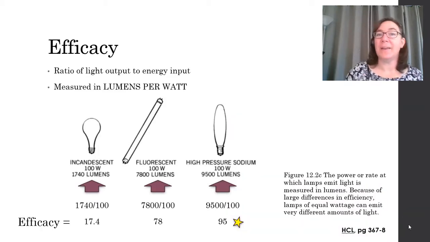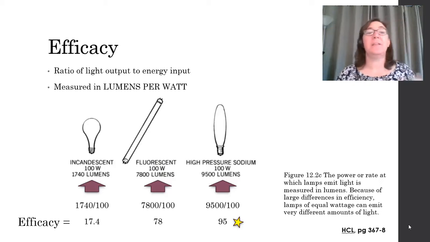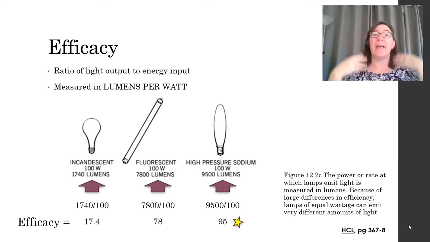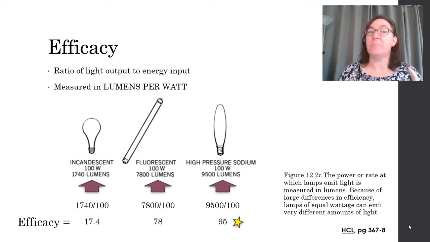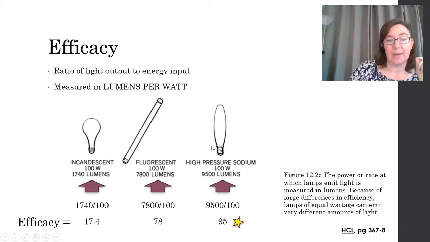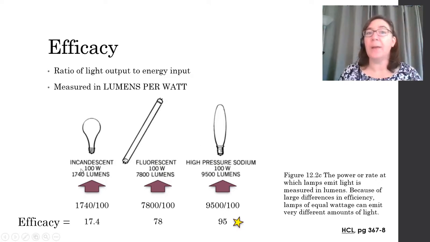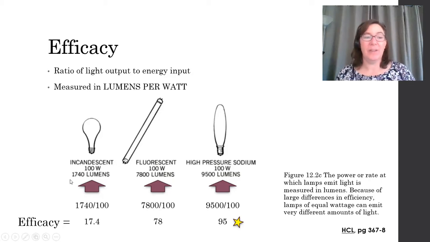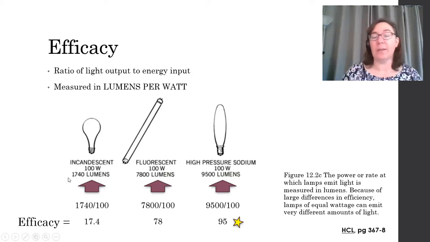Let's take a look at another example. Remember that efficacy is a ratio. It's a ratio of light output to the energy input. It's measured in lumens per watt. So over here we have an incandescent bulb. It draws or uses 100 watts of electricity to produce 1740 lumens in this example. So we would compare these in a ratio: 1740 divided by 100, and your efficacy for this particular lamp would be 17.4.